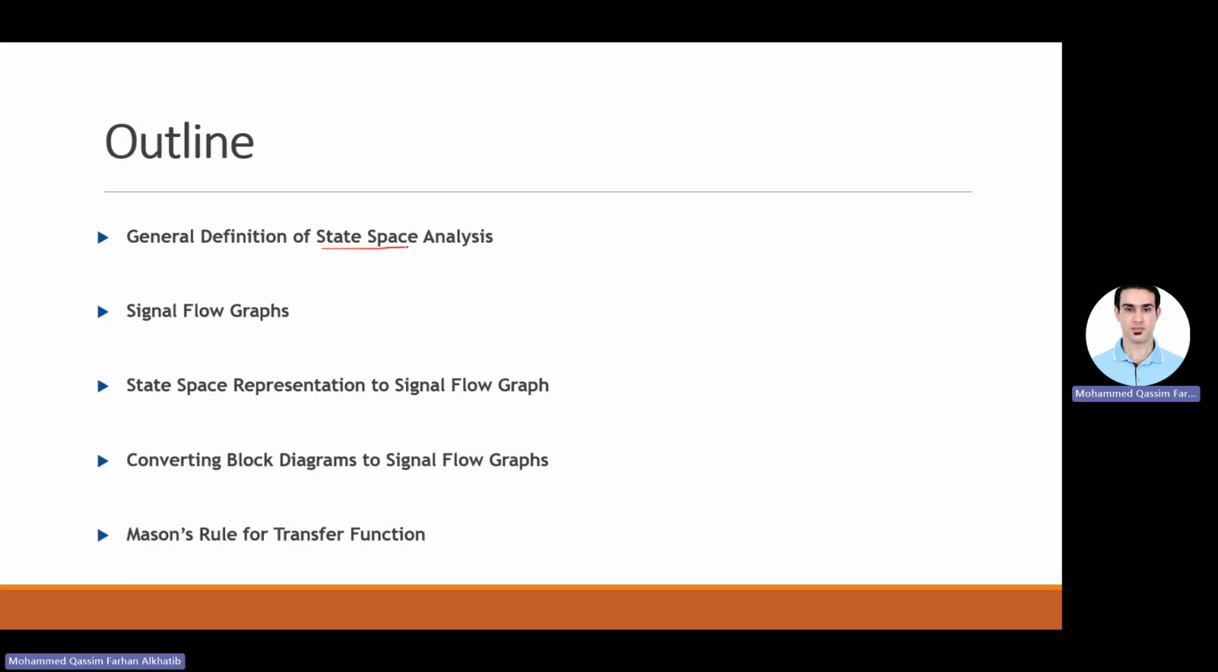Usually, state space approach is based on linear algebra. And we'll talk about the signal flow graph and how to represent the transfer function using the Mason-Gain formula. And we'll see the state space representation, like converting between here and there.